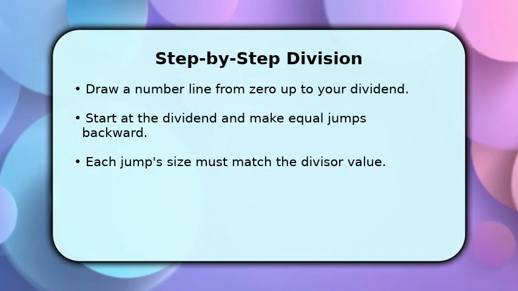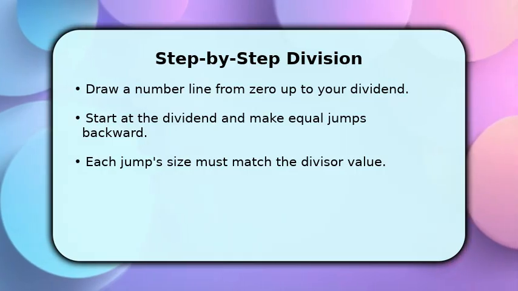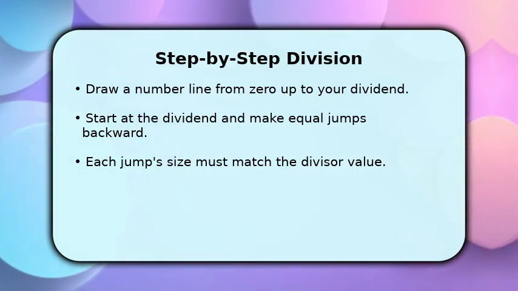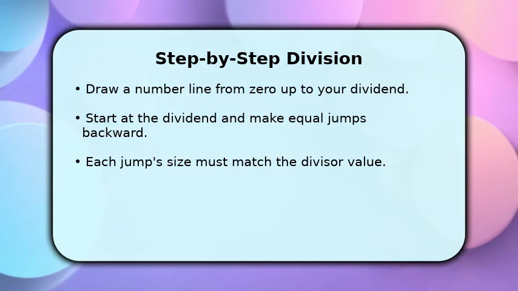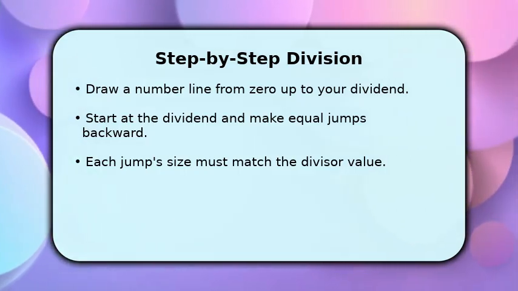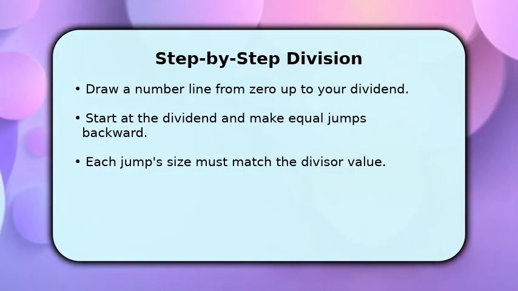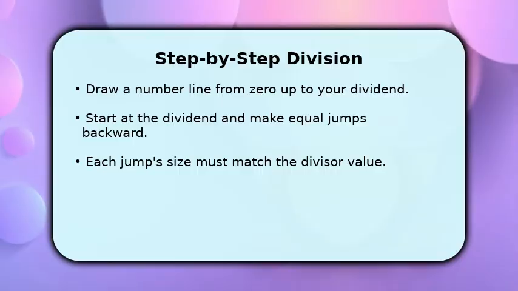Let's walk through the steps. First, draw a number line marking 0 and extending it to your dividend, for instance, 12. Next, starting from 12, you'll make backward jumps. The size of each jump is determined by your divisor, say 3. So each jump will cover 3 units. Finally, count how many full jumps you made to reach 0 or as close as possible. This count gives you the answer.